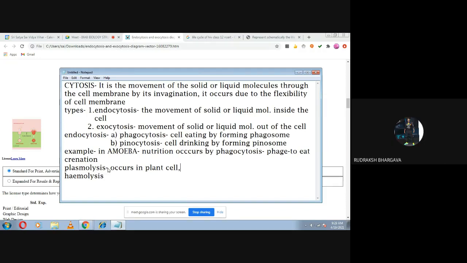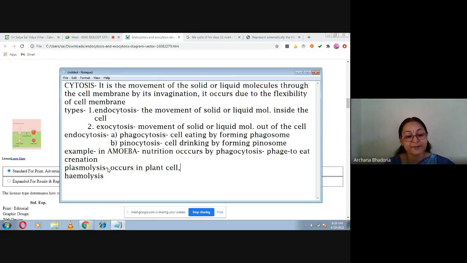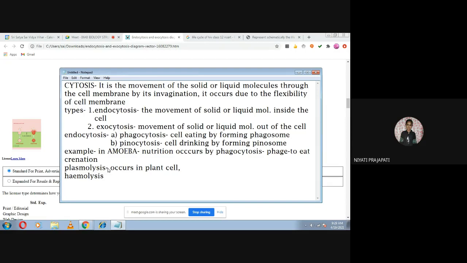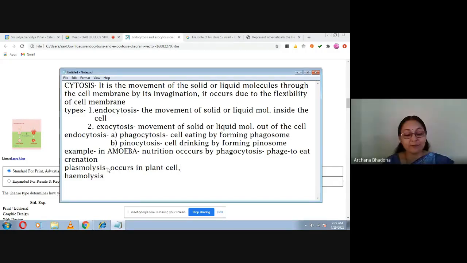Ma'am, when shrinkage of the plasma membrane occurs. Okay, so when will that shrinkage be there? Ma'am, when a living part of the cell loses water through osmosis, there is shrinkage of the protoplasm. Right. But when will it lose water? Many times it will not lose water. What is the condition needed for that?